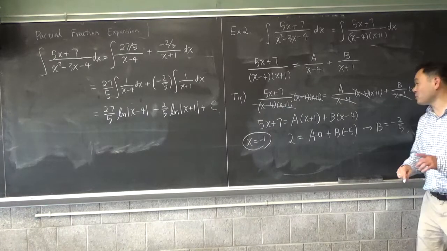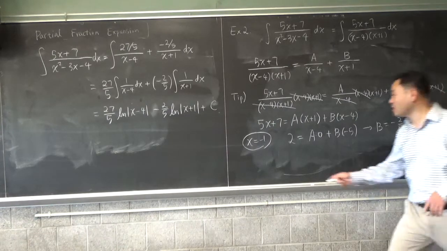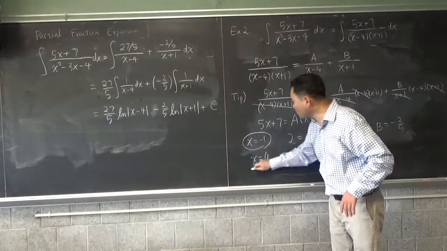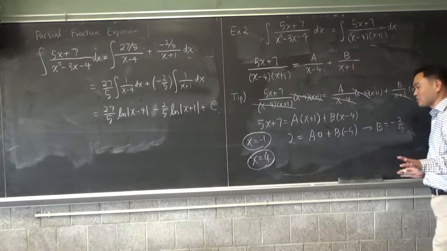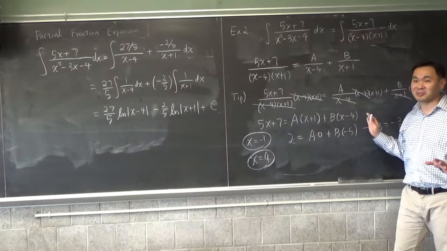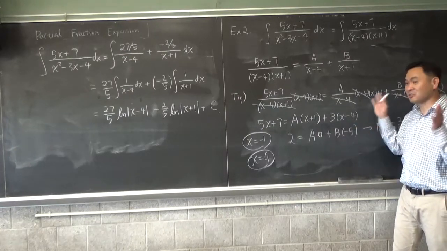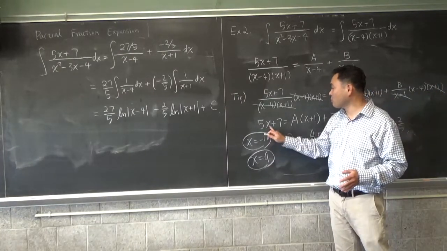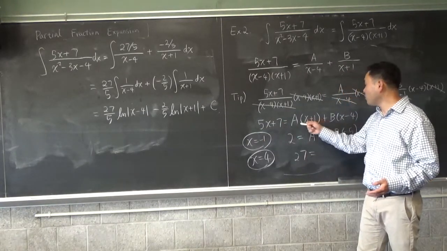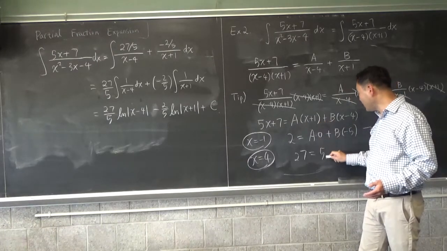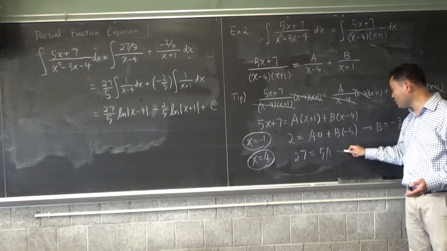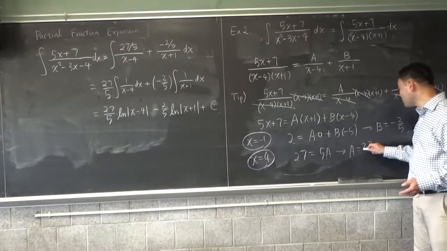Okay, now if you understood why this one worked, what's the other number you want to plug in? 4. If you chose 4, then you're understanding our business. Our business model is to plug in something that would cancel, so you get 0, so that it's easy to calculate. If you plug in 4, 4 times 5 is 20, 20 plus 7 is 27. 4 plus 1 would be 5, so you get 5A. 4 minus 4 would be 0. So A is 27 over 5.